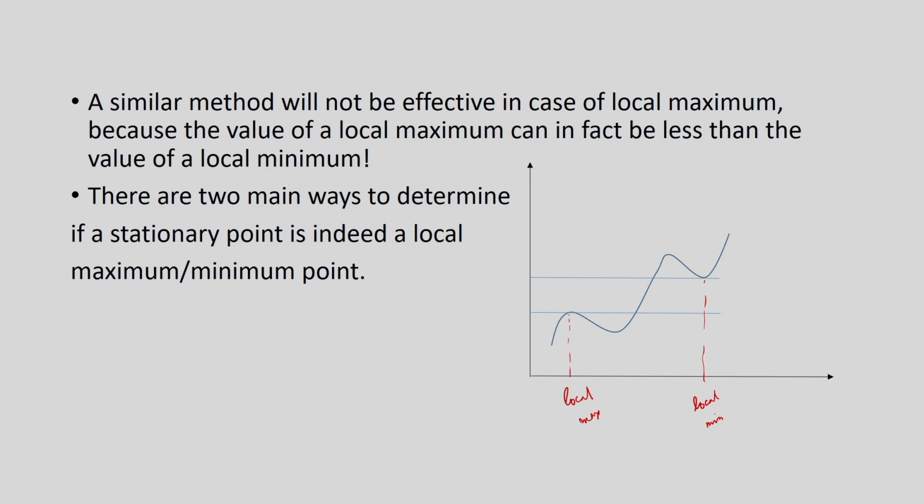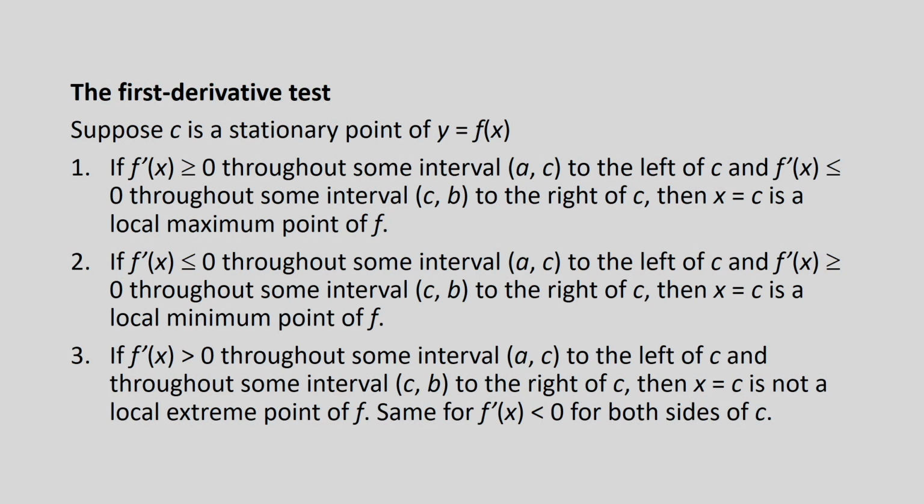There are two main ways to determine if a stationary point is indeed a local maximum or a minimum point. So, this is just like the previous case of global maximum or minimum. In case of local extreme points also, there are two main methods to determine the maximum or minimum. Suppose C is a stationary point of y is equal to f of x, that means f dash of C is equal to 0.